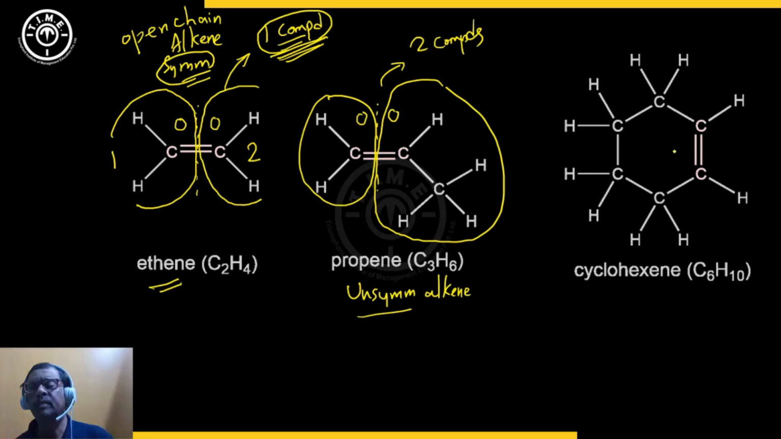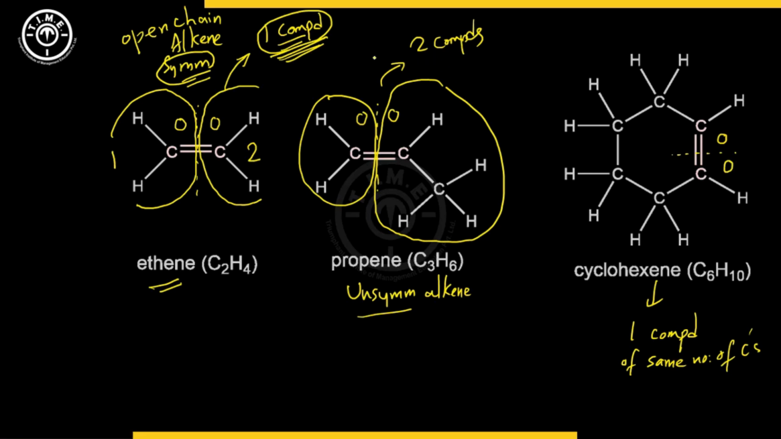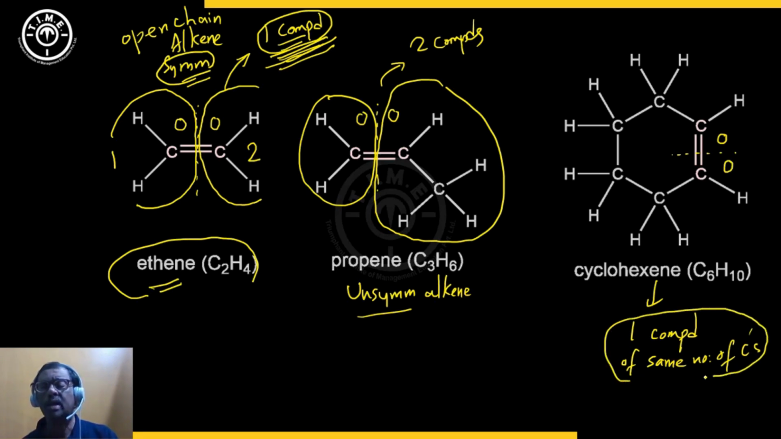And now we are dealing with a cyclic substance, which we already did in the previous case. 1 oxygen there, 1 oxygen here, and then you have got just 1 compound. A cyclic is giving only 1 compound. 1 compound of same number of carbons. Keep that in mind. So, suppose there is a question saying that an alkene or an unsaturated substance gives 1 compound on ozonolysis, then it could be either a symmetrical alkene or a cyclic or cycloalkene.